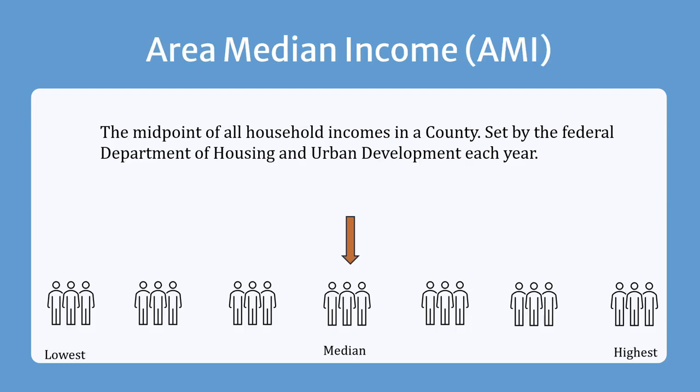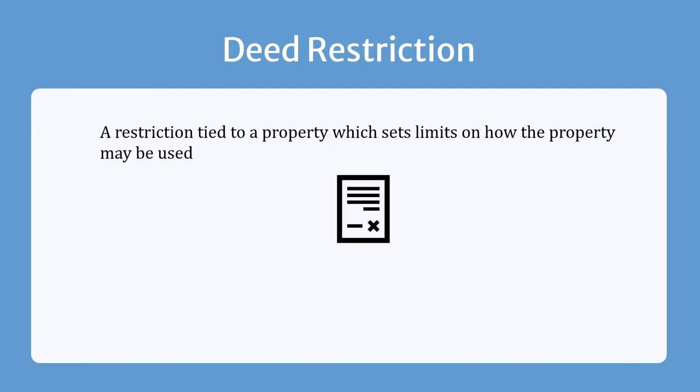The area median income, also known as AMI or sometimes just called median income, is the midpoint of all household incomes in a county. It is set by the Federal Department of Housing and Urban Development each year. Imagine putting all the households in the county in a line in order from the household with the lowest income to the one with the highest income. The household in the exact middle of this line would be the one with the median income.